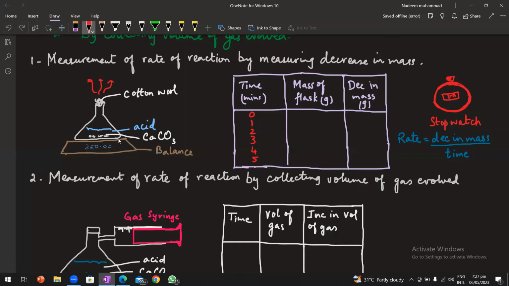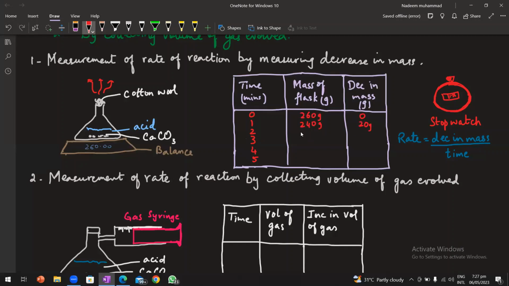For example, at the start of the reaction, the total mass of the flask along with its content, as shown on the balance, is, for example, 260 grams. So there is no decrease in the mass as the reaction has not started yet. And then, for example, after 1 minute, you get the mass of the flask along with its contents as 240 grams. That means that there is a decrease in mass of 20 grams.